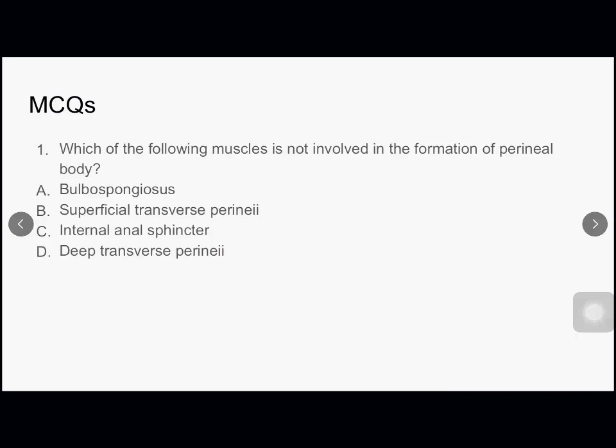Which of the following muscles is not involved in the formation of the perineal body? I told you the perineal body has 10 muscles inserted. Among that, which one is not a part? Bulbospongiosus, superficial transverse perineum, internal anal sphincter, deep transverse perineum. Yes, it is the internal anal sphincter. Very good. Only the external anal sphincter forms a part of your perineal body. You can remember that with the mnemonic.